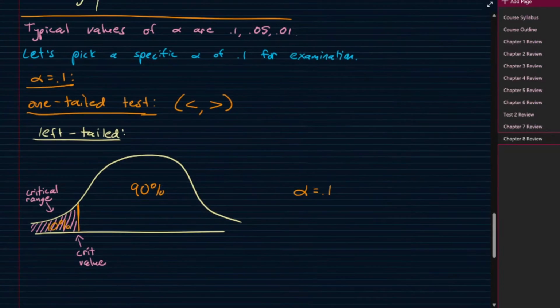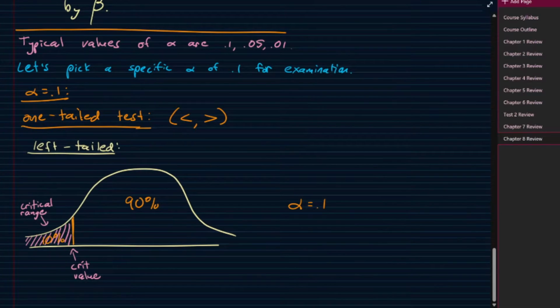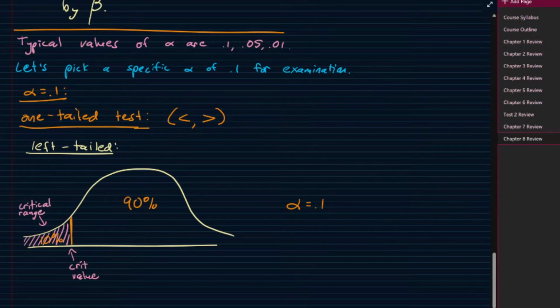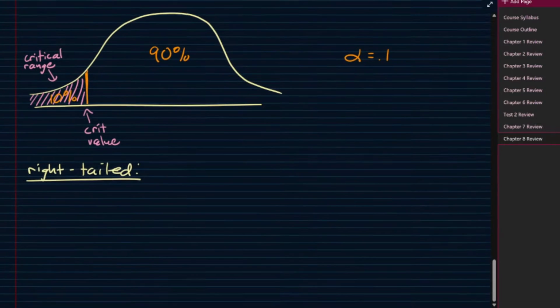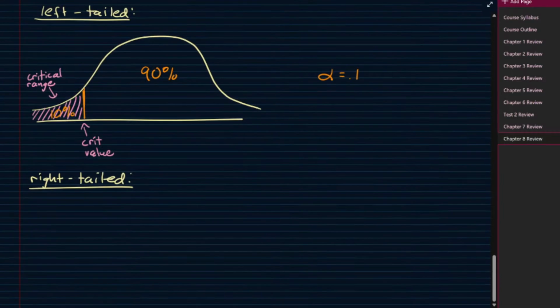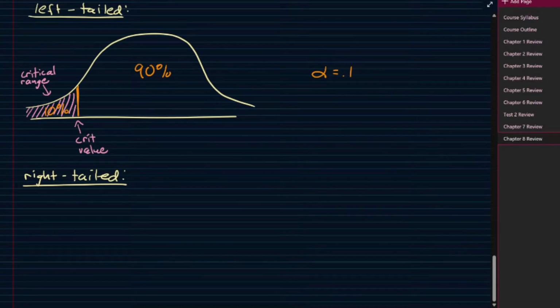Okay, and so this is how to find it for a left-tailed test. For a right-tailed test, again, if we're assuming for our discussion here that alpha is 0.1, it always helps to draw a picture with almost every single question. If you find yourself having difficulty, make sure you do this because it really, really helps.